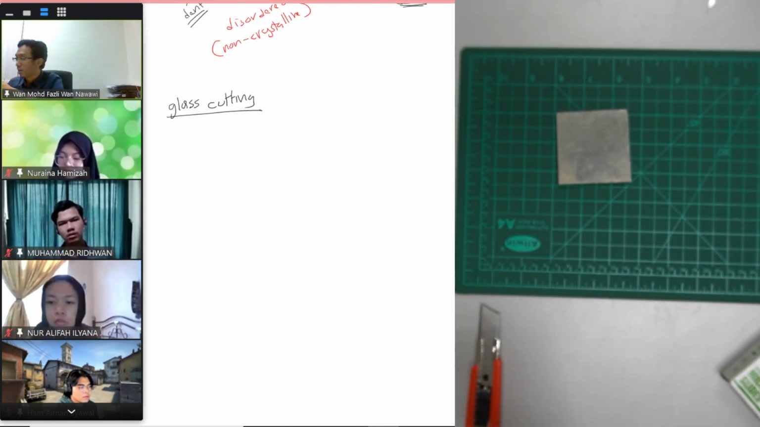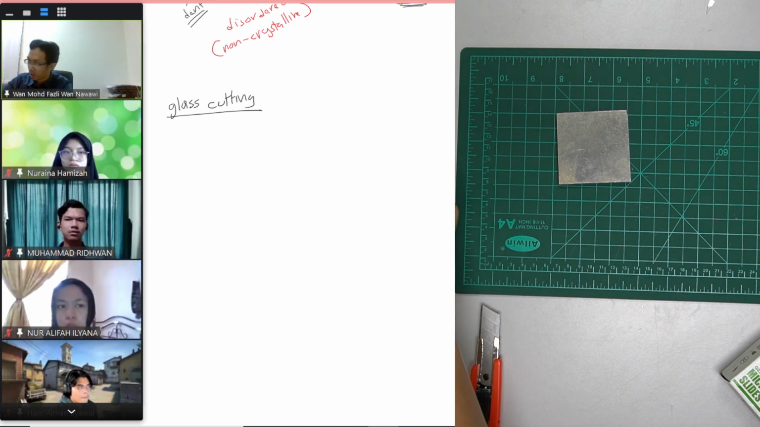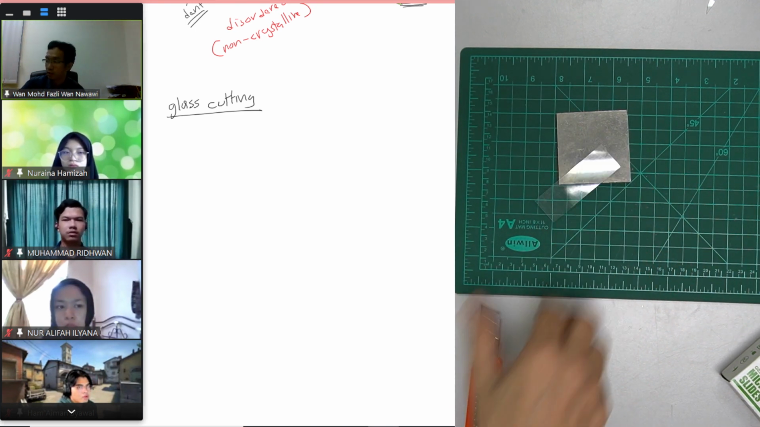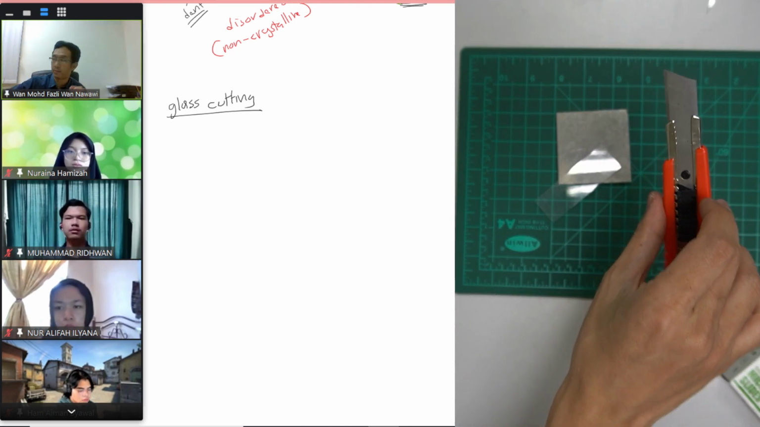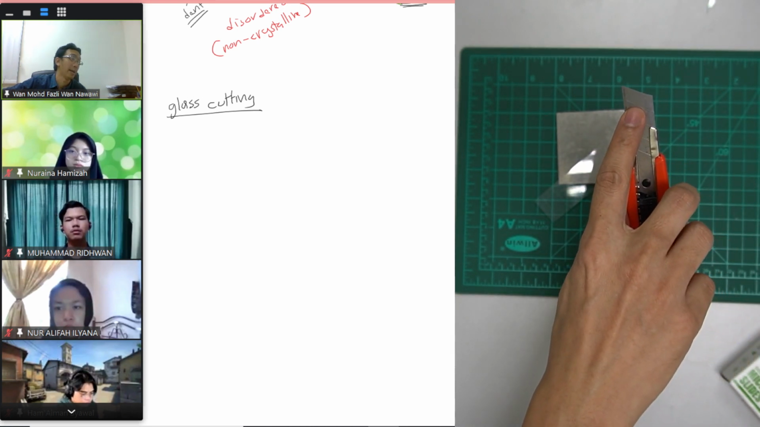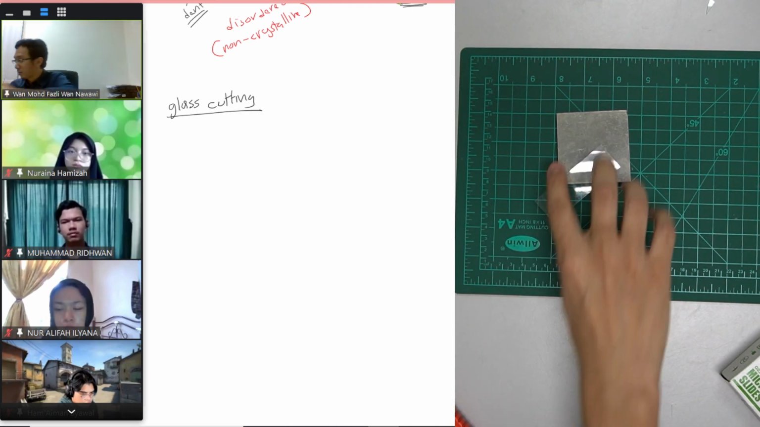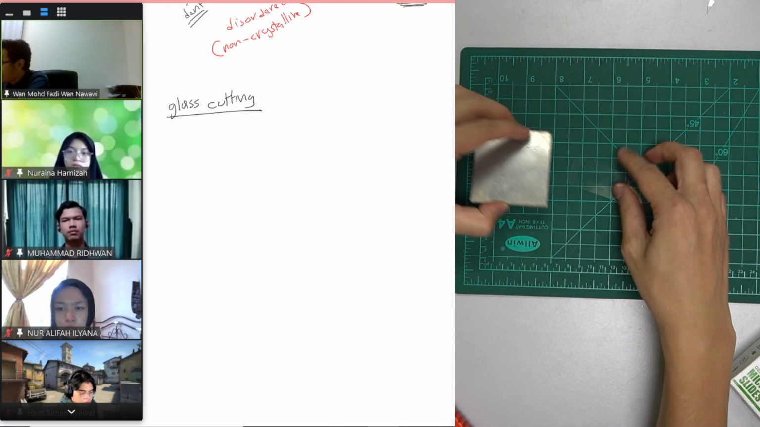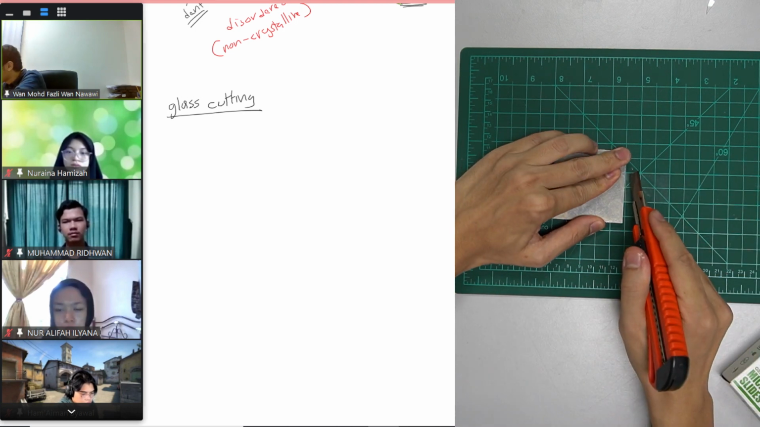Scoring. Now if I do it like this, there are no marks yet, because I don't do it very hard. Normally when you want to do scoring, you don't use this metal. There are specific blades, because this is metal. Normally people use a diamond cutter or tungsten carbide. Let me do it again because I don't see the crack, the dent, just now.